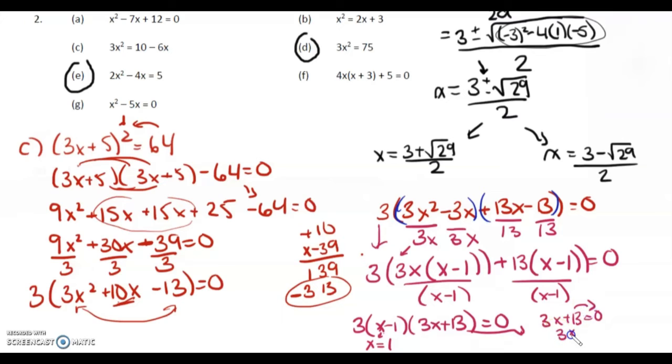Bring that over. 3x equals negative 13. And then divide out the numbers. X equals negative 13 over 3. So those are the 2 roots.